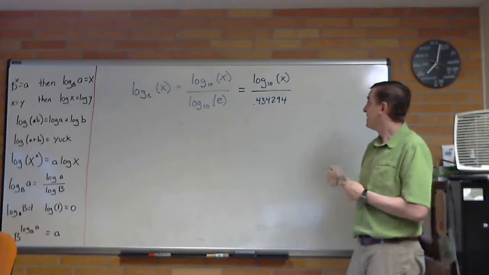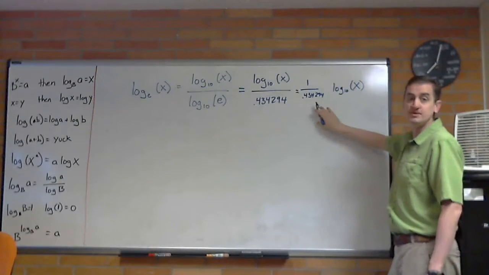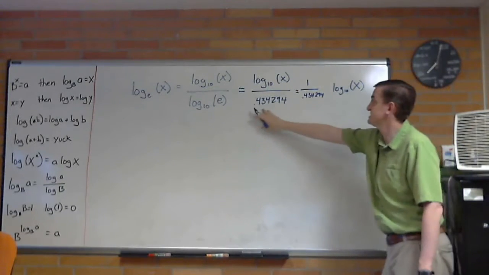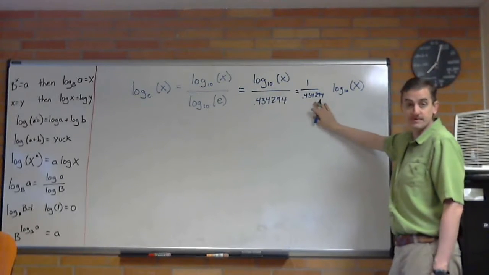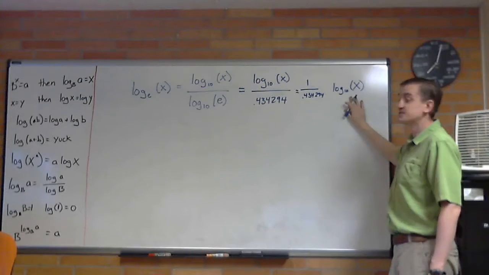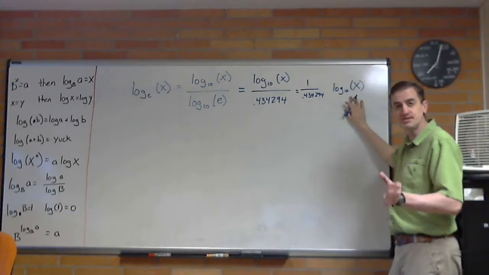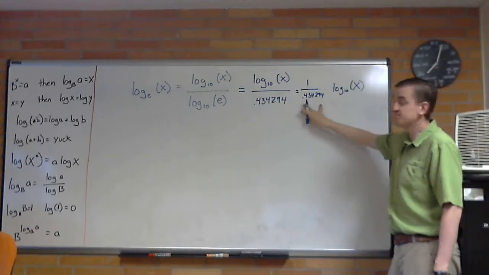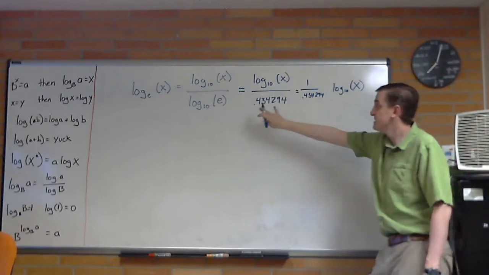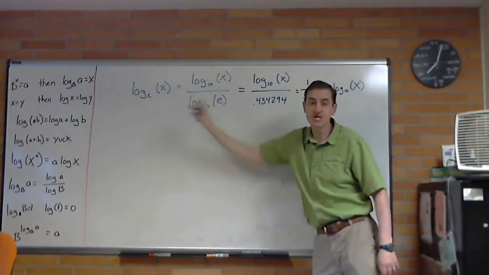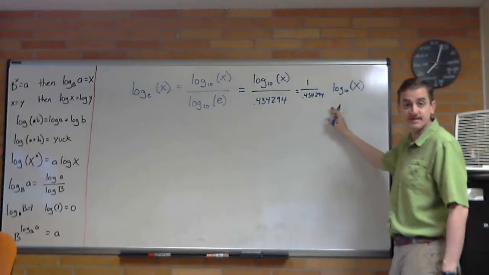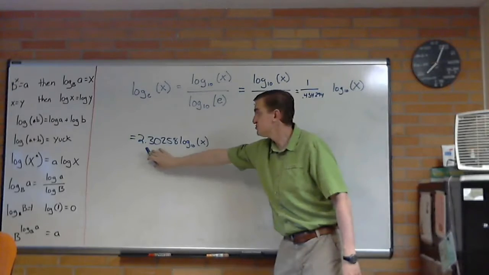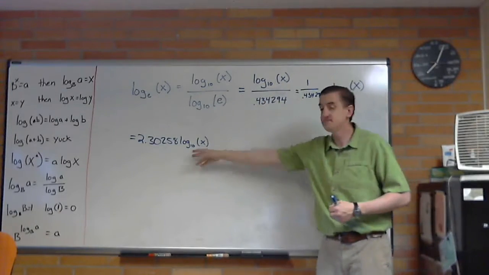That's just a number. I can rewrite this by pulling this fraction part out in front. This denominator, I'm going to make it a 1 over that denominator here in front so that my log x is separated. I'm trying to show that the log can be pulled apart from the piece we used to change the base. And if I simplify this, I get 2.30 times log base 10 of x.